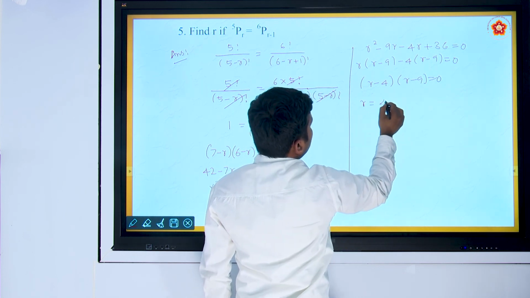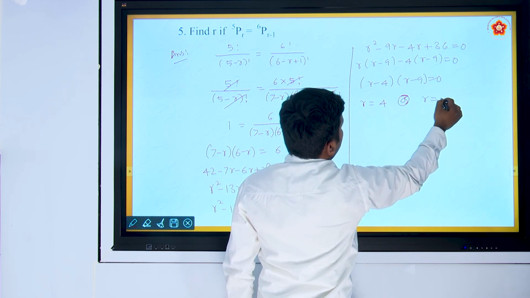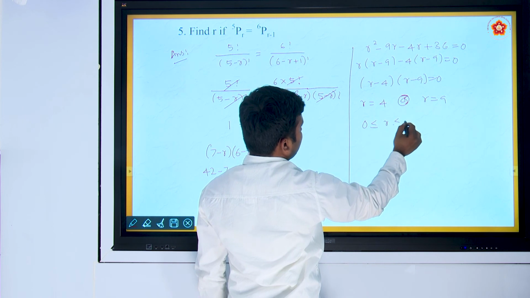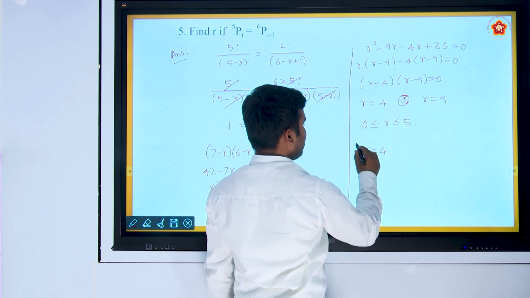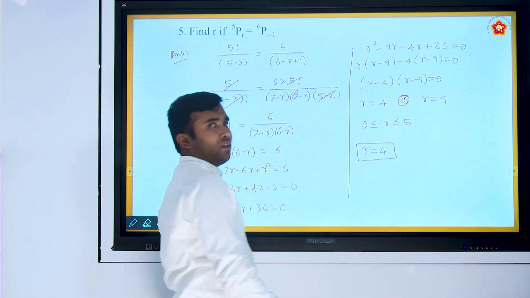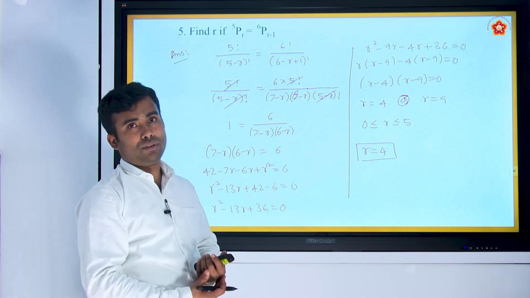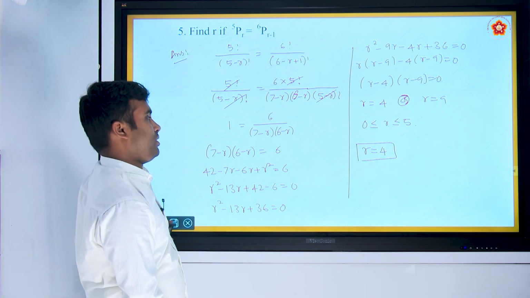Either r is equal to 4 or r is equal to 9. As you know that r is in between 5, therefore the value for r is 4. So hence we got the value for r is equal to 4. We cannot take r is equal to 9 here again. So hence we got the solution.